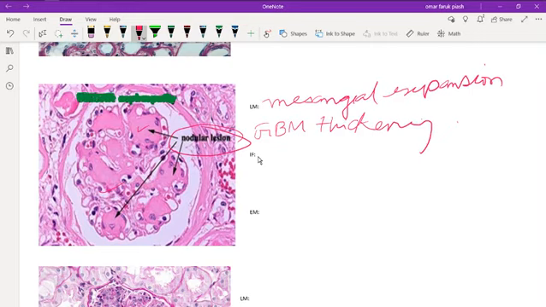The main features of diabetic glomerulopathy are glomerular mesangial expansion, glomerular basement membrane thickening, and formation of that nodule.